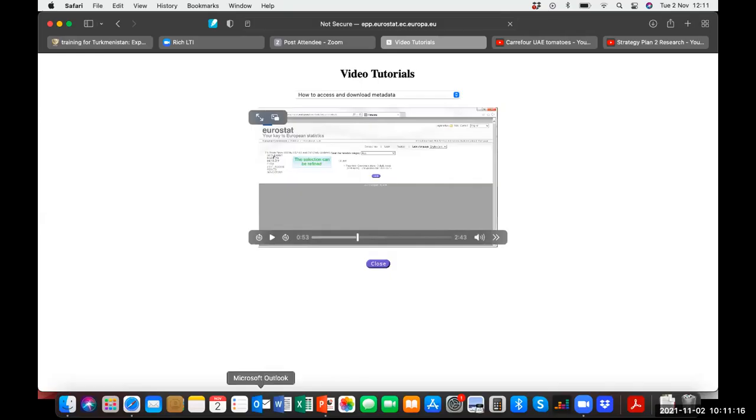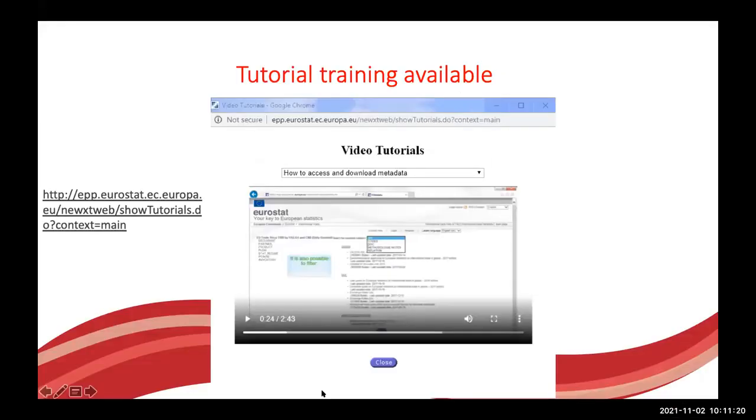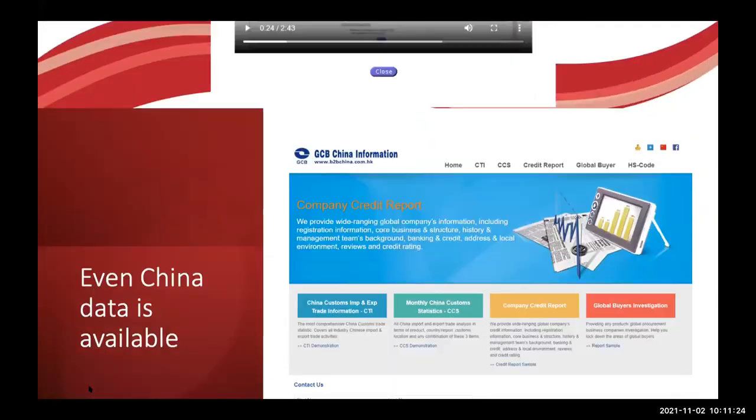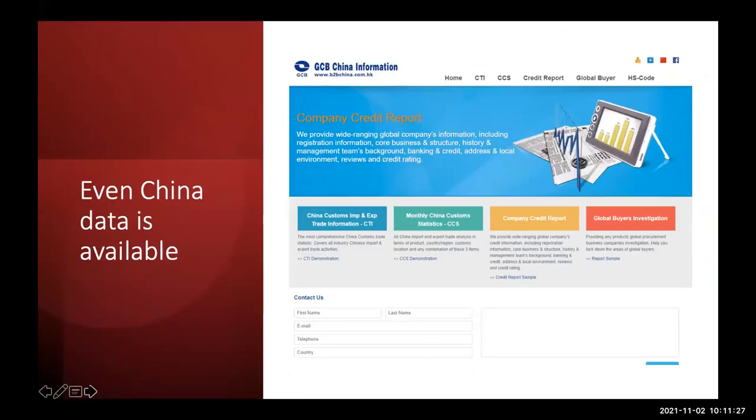I won't go through it because there's nothing on the voice side. Now, depending on the market that you are targeting, a lot of these countries have now developed their own platforms. There is, for example, data that is available if you want to target China.